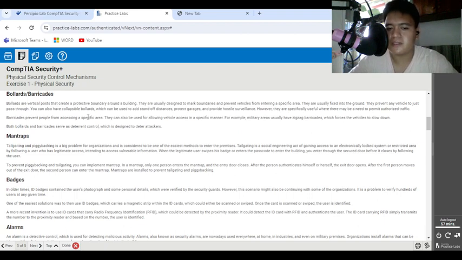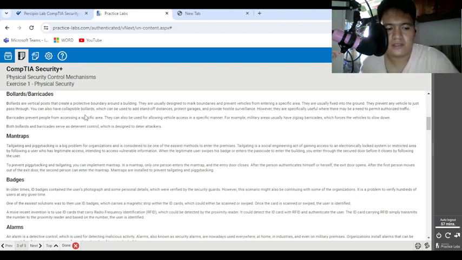Only one person enters a man trap, and the entry door closes. After the person authenticates himself or herself, the exit door opens. The first person moves out of the exit door, and then the second person can enter the man trap. A man trap is installed to prevent tailgating and piggybacking.